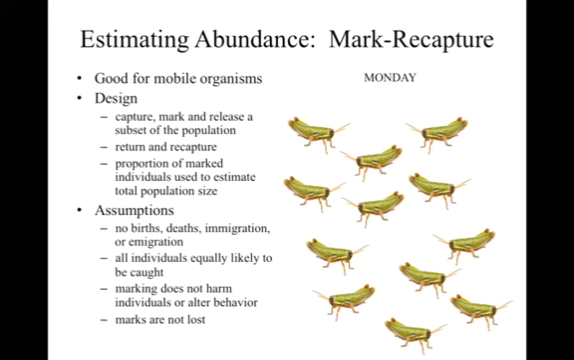All right, so let's give an example. So here I have a population of grasshoppers, and maybe I capture one and mark it with a star. This is all on Monday. I capture another one, mark it with a star. Capture another one, mark it with a star. Fourth one, fifth one, and a sixth one. All right, so now on Monday, I captured 6 grasshoppers and I marked each one of them with a star.